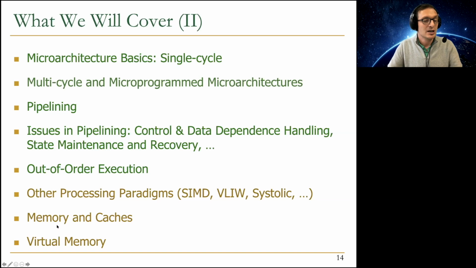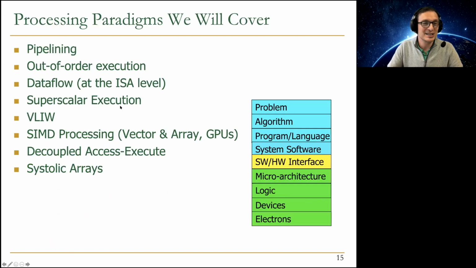And then we're going to specifically focus on memory in the last few lectures, talk about memory, caches, and virtual memory. Even though they're going to be in all of our designs, we're not going to go into a whole lot of depth in them, unfortunately, because we just don't have time. Okay, so these are some of the processing paradigms we will cover, just to hopefully get you excited. These are implemented in a subset of the high-end microprocessors that are out there. Certainly pipelining, out-of-order execution, some sort of dataflow at the lower level, superscalar execution, VLIW, and as I said, GPUs implement SIMD processing, and systolic arrays are implemented in machine learning accelerators.